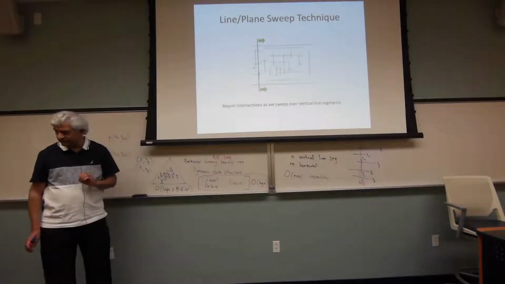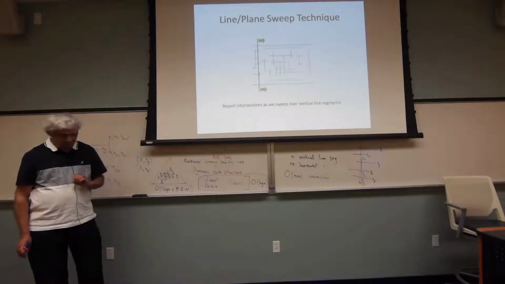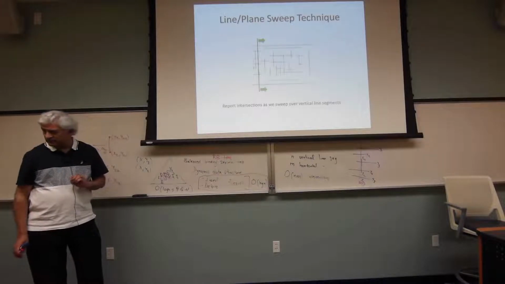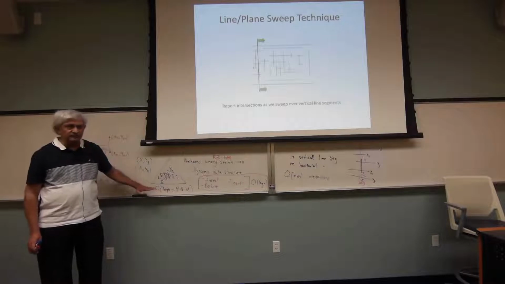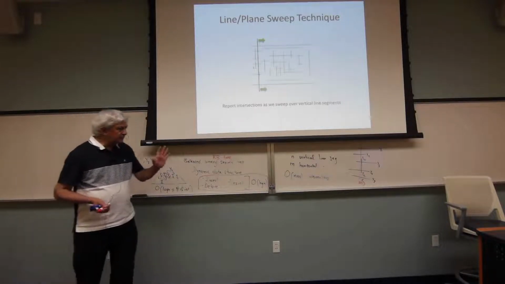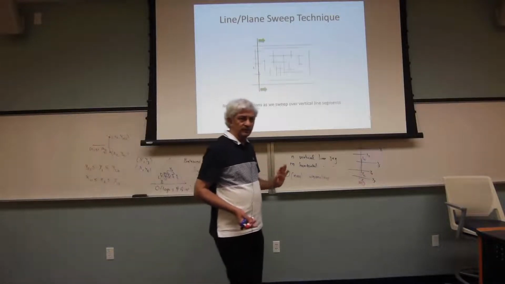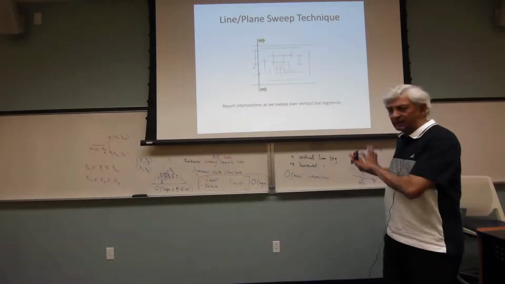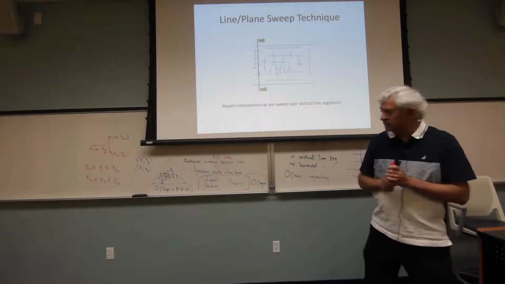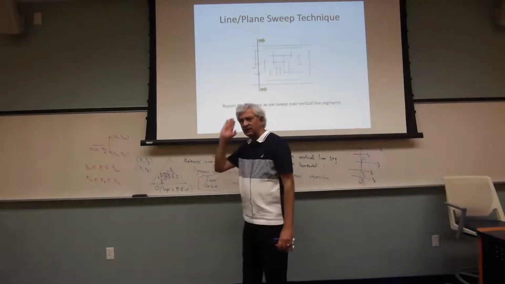How do you keep track of the active lines? Yeah, I'll tell you that in a second. So this is the key step. All it says is, at any given time, if you know the x-coordinate of the vertical sweep, I can figure this out. So we know how to report intersections at any given time.